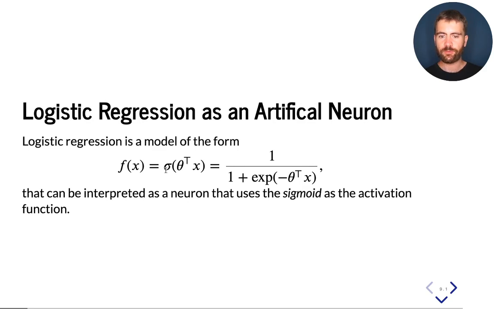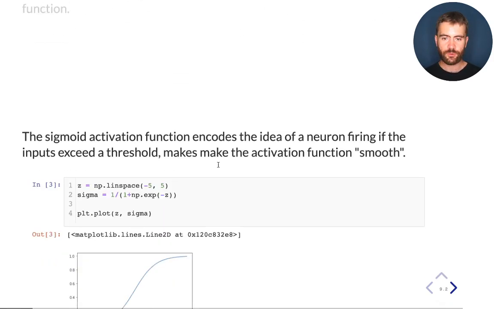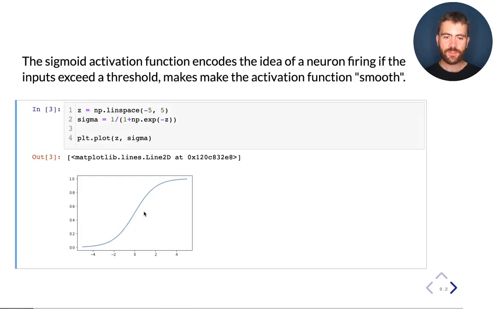Another type of artificial neuron that we have seen before is the following logistic model. Here I am using the sigmoid function as my activation function, and if I do that, I simply get back my logistic regression model. But it's actually interesting that we can interpret logistic regression as another simple model of an artificial neuron. To better understand this, let's look at the shape of the sigmoid function.